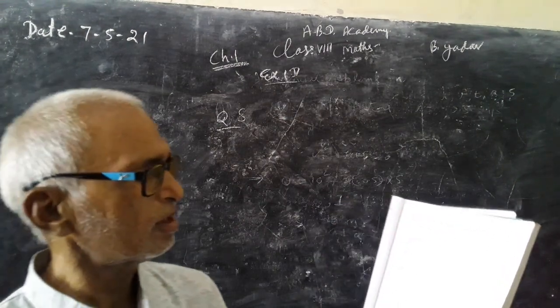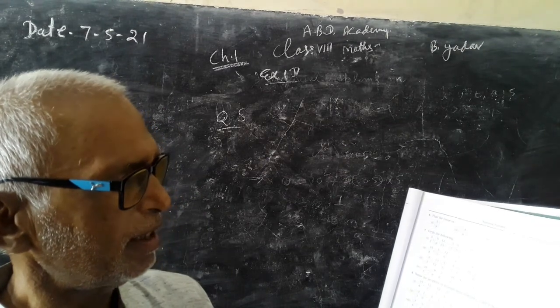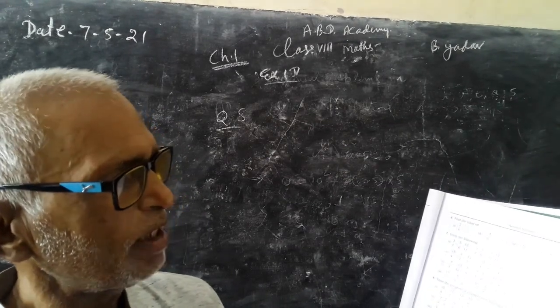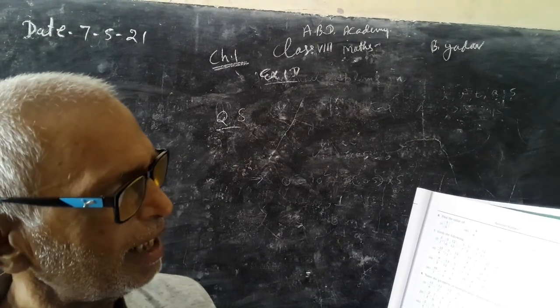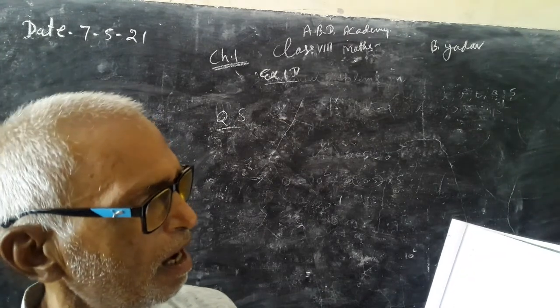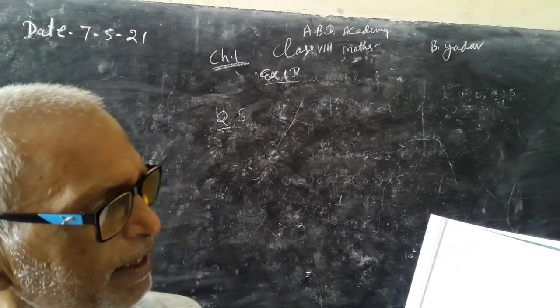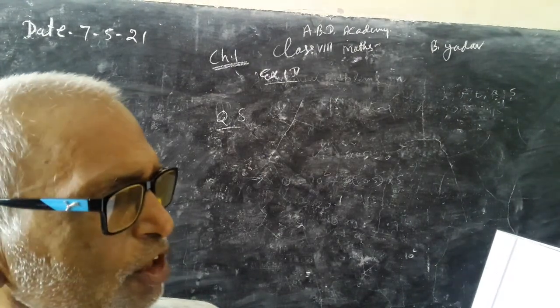Third part is minus 3 by 4 into 5 by 6 plus 7 by 8. A into b plus c is equal to ab plus ac. It is distributive property of multiplication over addition. Distributive property.